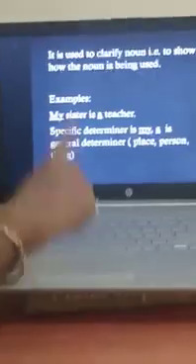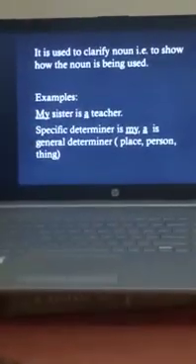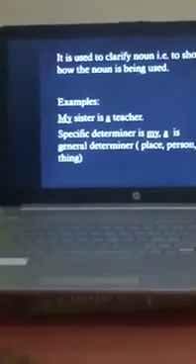Okay. One more thing I wanted to tell you: my sister is a teacher. So, here, my sister. So, my is a possessive determiner, my sister. So, this is also known as specific determiner. A teacher. Teacher, again, is a noun and a, so that is general determiner. Okay, clear children? Okay, let us move on to the next slide.